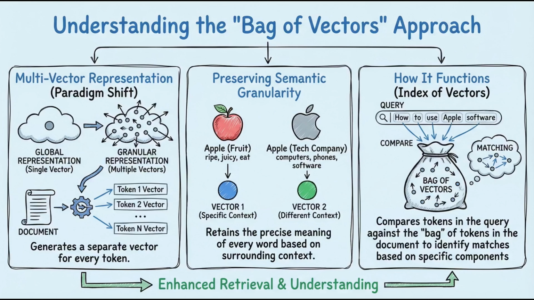So how does this actually function? Think of it less like a single point and more like an index or a bag of vectors. When you search for information, the system doesn't just compare one point to another. Instead, it compares the tokens in your query against the entire collection of vectors in that document. By matching specific components of your query to specific parts of the text, the model can surface results based on precise, meaningful details, rather than relying on a holistic score that might miss the bigger picture.